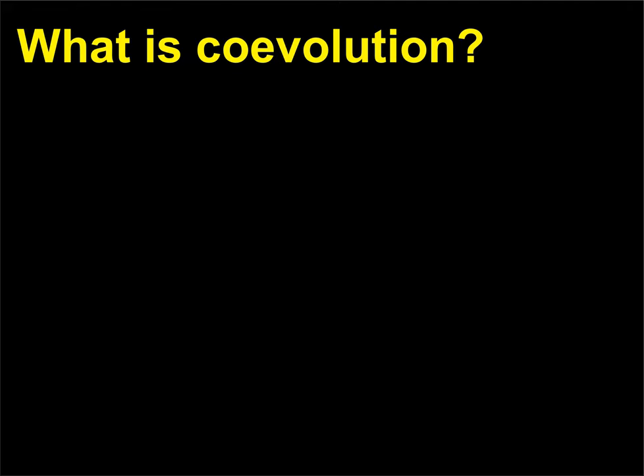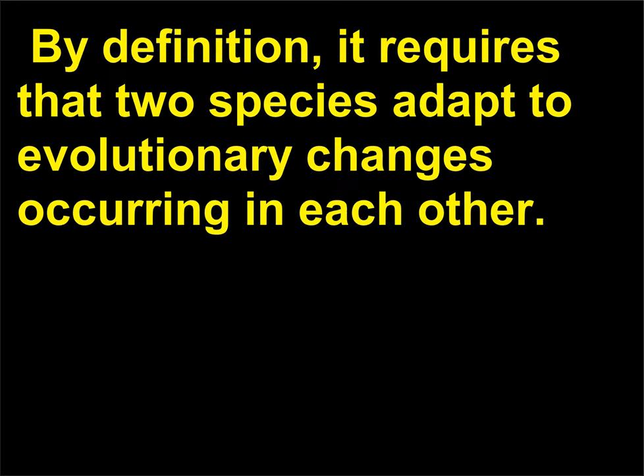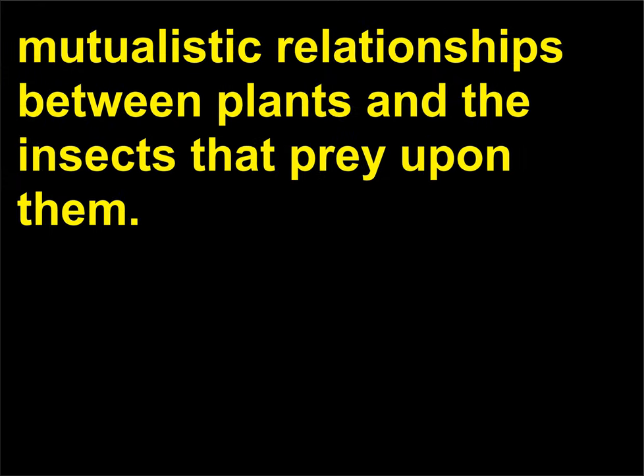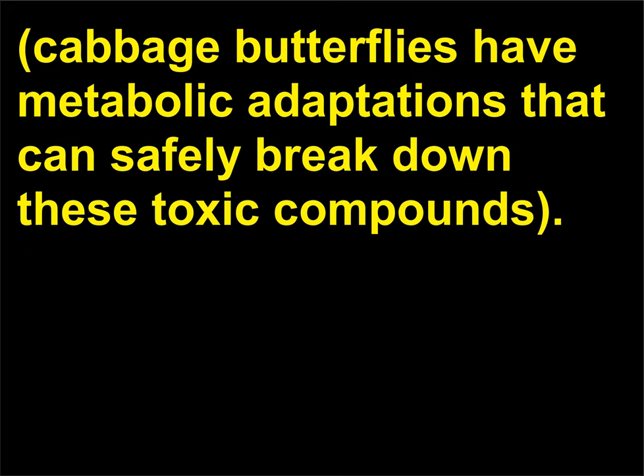What is coevolution? Coevolution is a rare form of evolution. By definition, it requires that two species adapt to evolutionary changes occurring in each other. An example of this reciprocal adaptation would be the development of mutualistic relationships between plants and the insects that prey upon them. As the plant develops defenses, like the oils of species in the mustard family, the insects develop counter-weapons. Cabbage butterflies have metabolic adaptations that can safely break down these toxic compounds.